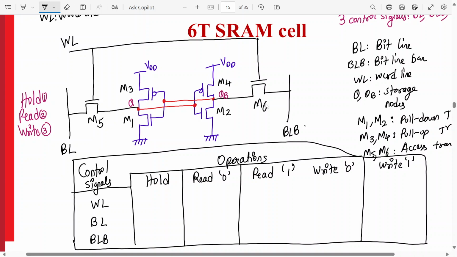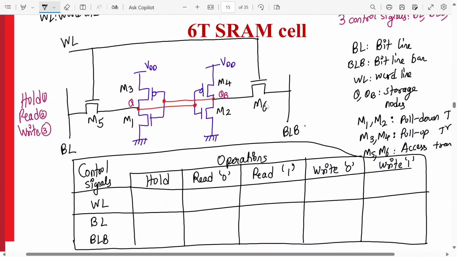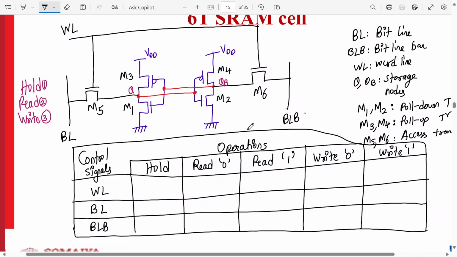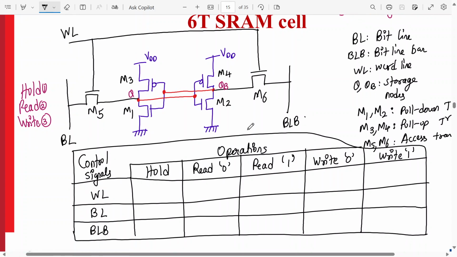And we have to write the status of these control signals for these operations. Fine. You have to fill this column. So we'll fill this column as I explain the operation. Once I explain the operation, if they ask you in the exam, you can write about the SRAM cell. That means the operation of the SRAM cell is complete.